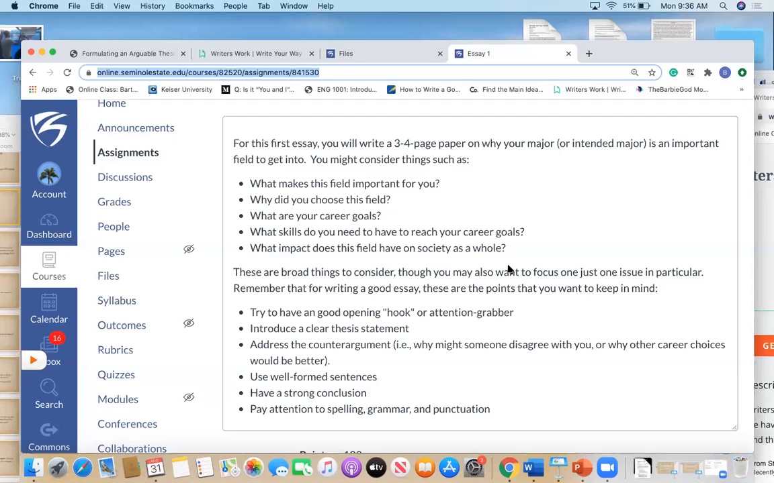So this last bullet point here, I know that a lot of you are nursing majors and are going into the medical field, so this is very important. What impact does this have on society as a whole? Because everybody in society needs medical attention, needs doctors, needs nursing. So what impact does your field, the nursing field, have on society as a whole? And how is it beneficial for society? It's different maybe than other fields, not to say that other fields aren't important, but you have a direct impact.